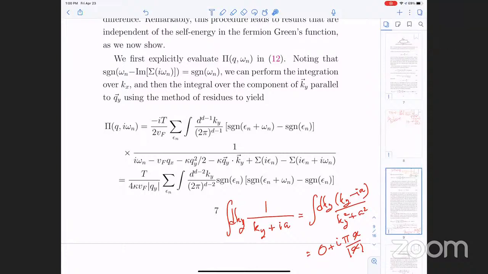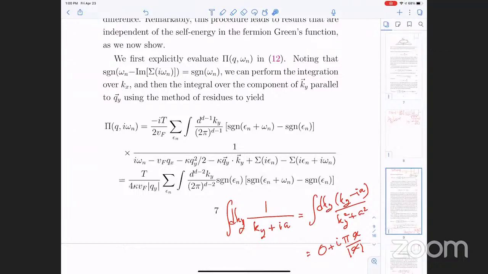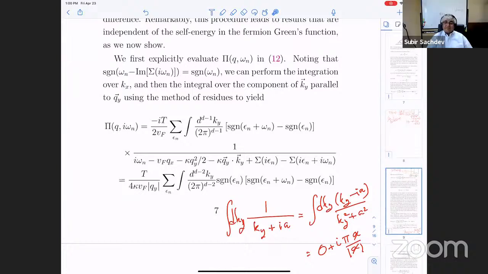All right, any questions? I have a question. Yes, Maria. What is the advantage of this approach compared to just normal Landau Fermi liquid theory, where you just write down quasi-particles? Well, it has advantages and disadvantages.